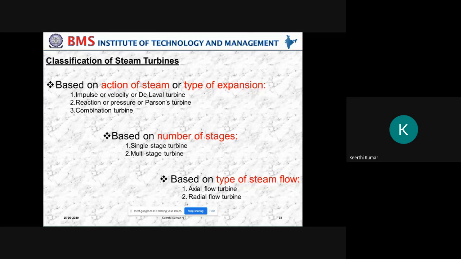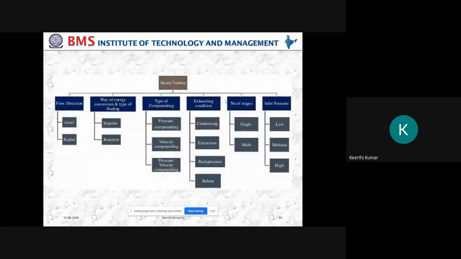One more is called a mixed flow turbine. Axial flow, radial flow, and mixed flow. These are the major types of classification of steam turbines. See, one more broader way I can write is by using a tree here.